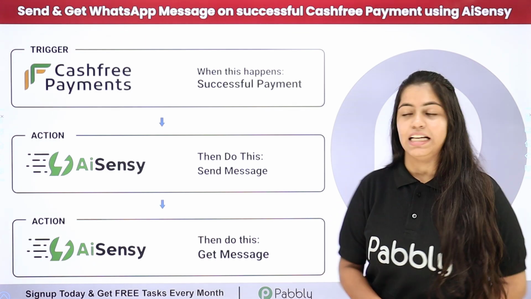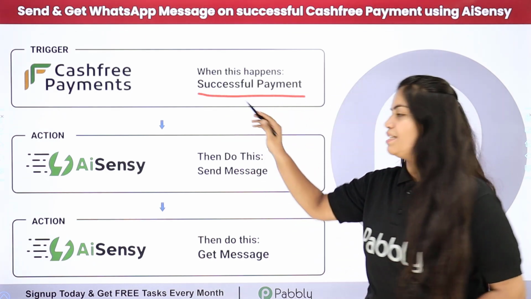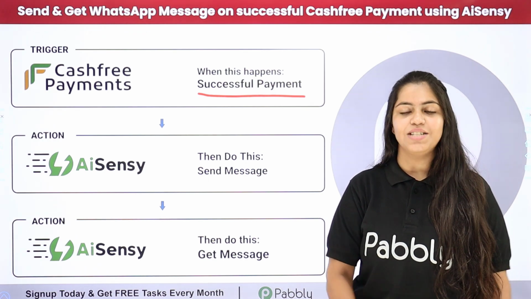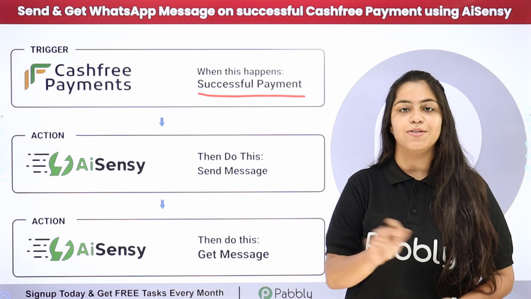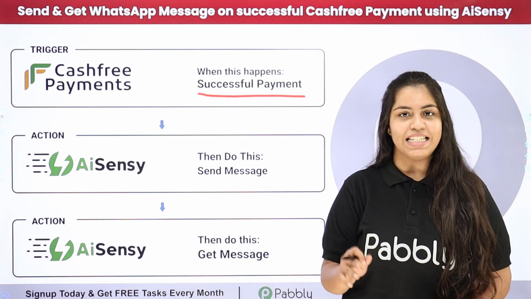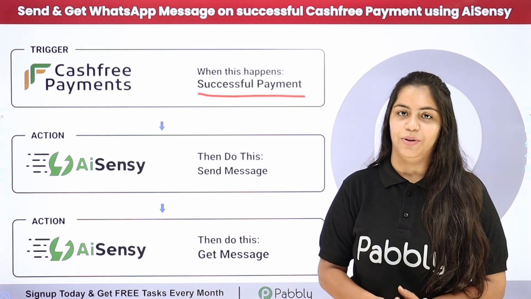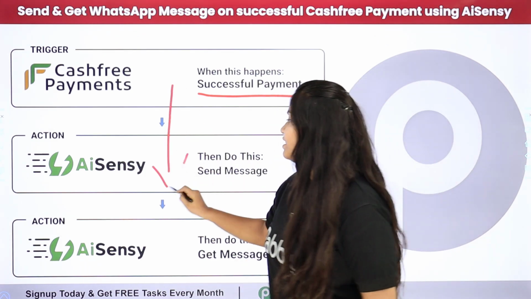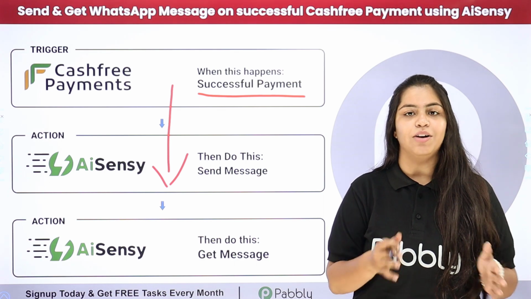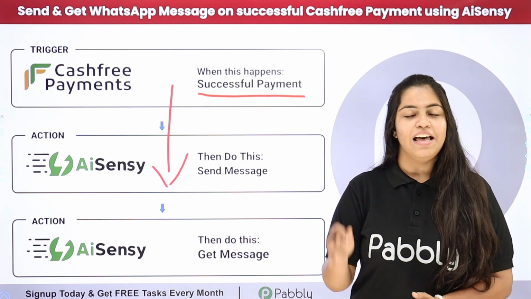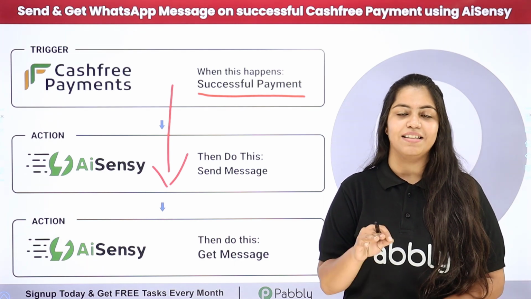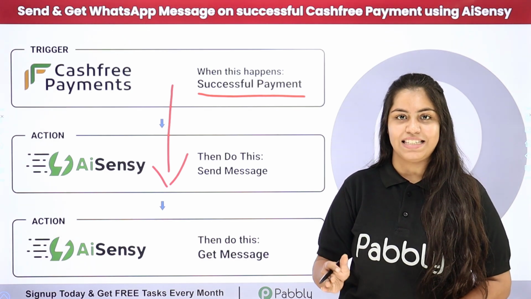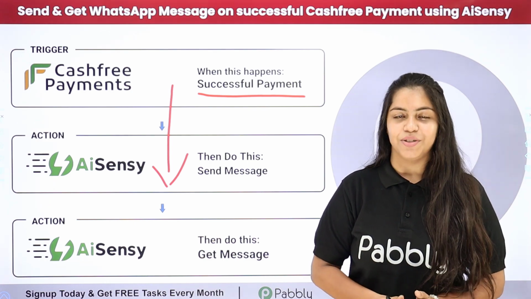So now what I want is that as soon as a new successful payment is made in my Cashfree account, an automated WhatsApp message should be sent to the student who enrolled for that course. And also, a WhatsApp message should be sent to my team notifying them about the new enrollment. So to do this, we're going to create a connection between Cashfree and AiSensy. To create this connection without knowing any programming or coding language, we are going to use Pabbly Connect. It is an amazing automation software. So do you also wish to learn this process step by step? Then let me take you to my computer screen.